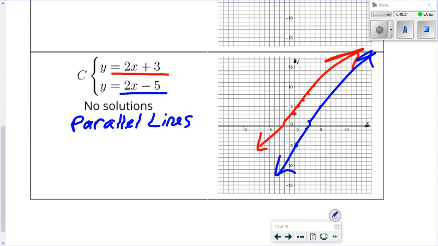An indicator in our equations that I can see right away that also tells us they're going to have no solution is that they have the same slopes, but different y-intercepts. So when this occurs, that's going to result in no solution. If you were to set the two equal to each other, your two x's would cancel out and you'd be left with 3 equals -5, which we know is not a true statement. So that further proves why this system has no solution set.